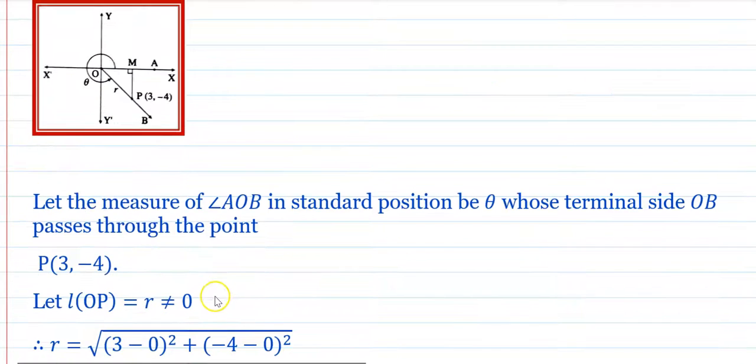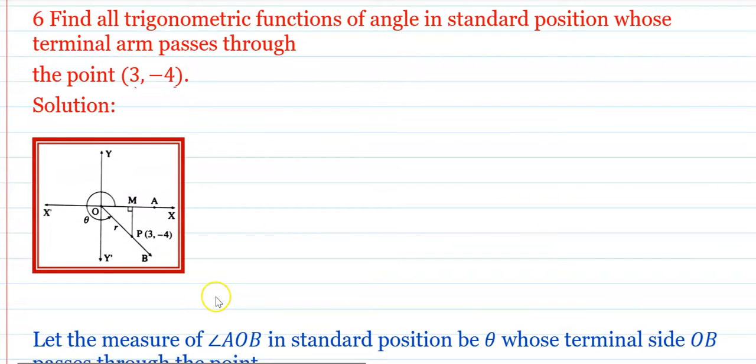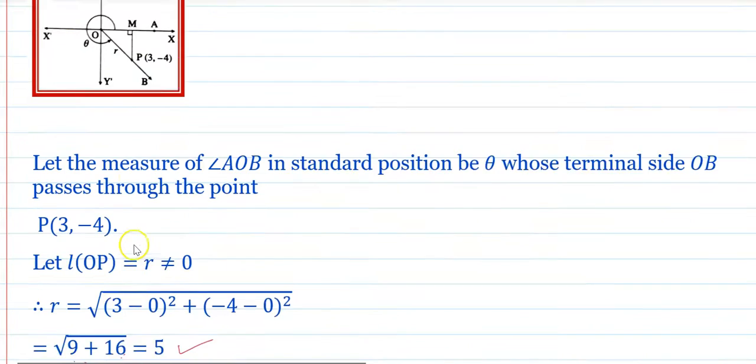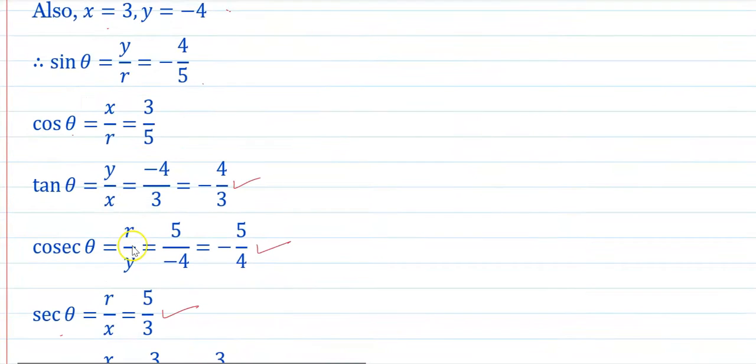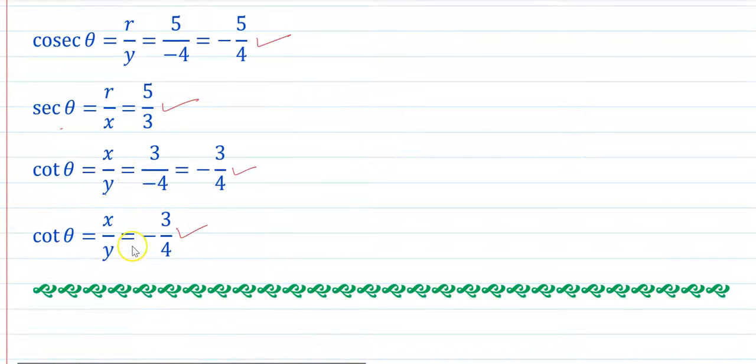In this way, it is an easy question; you just have to find the value of r. The point P lies in the fourth quadrant. Only cos and sec are positive. The other trigonometric ratios are negative.